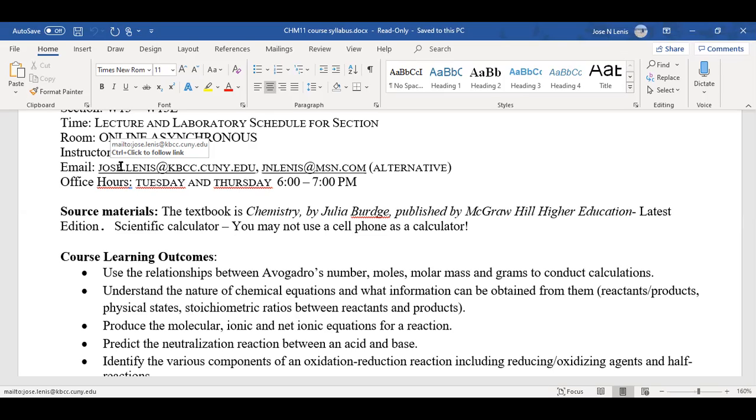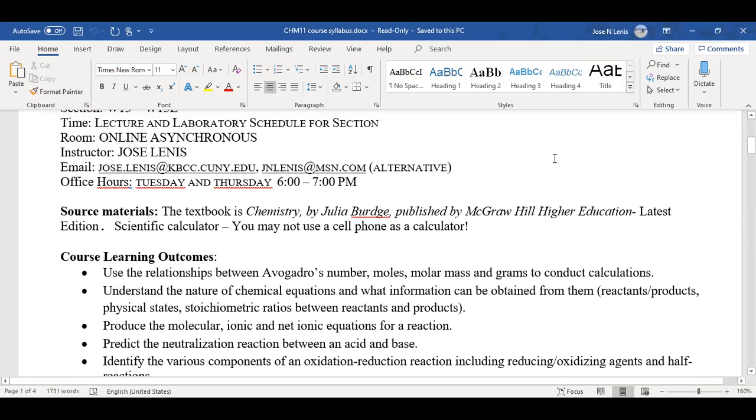You send me an email with your questions, with your notes, with your lab reports, and you don't get my reply, my answer within 24 hours, 48 hours maximum, that means there's a problem. I'm not getting your emails. In that case, I recommend you use my alternative email. Send it to MSN. Usually, I never have problem with that. All right. So that's my recommendation.